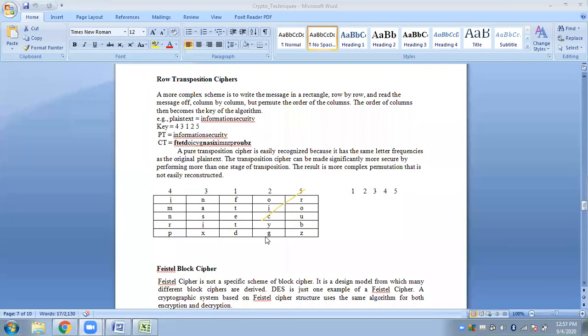Okay, bear up because of the disturbance. Okay, so we are to convert this plain text. Yes, ma'am.